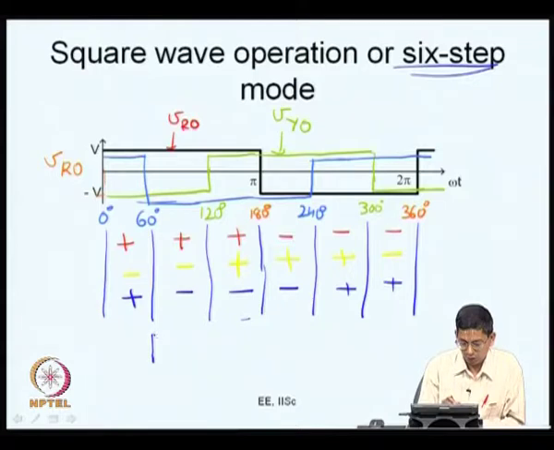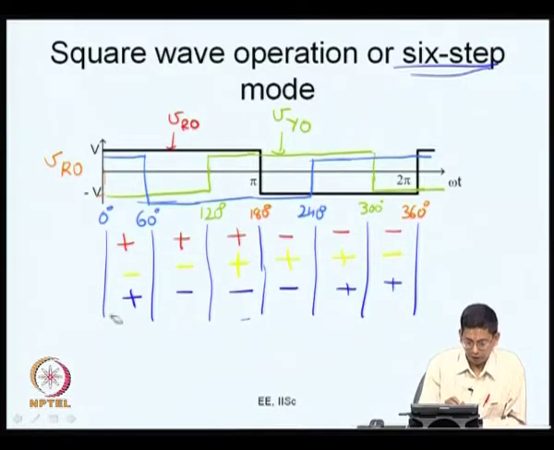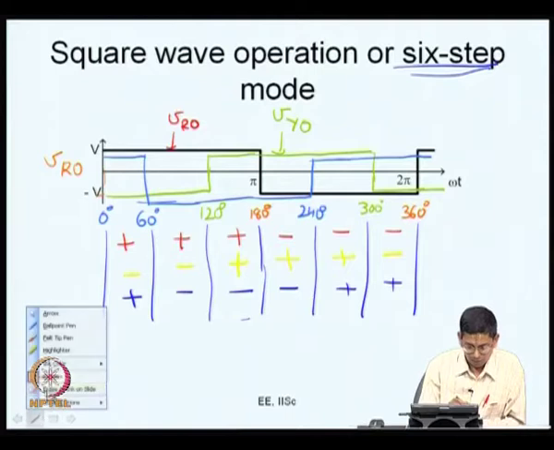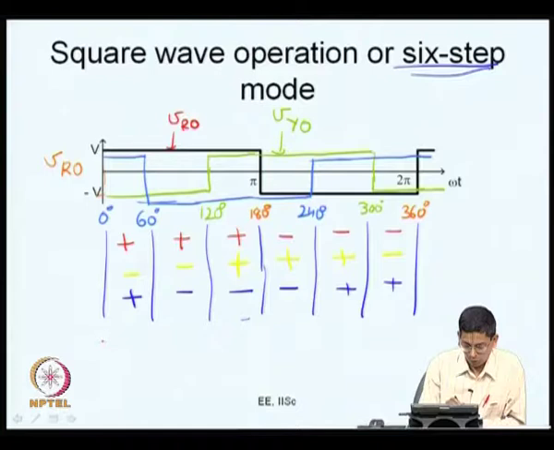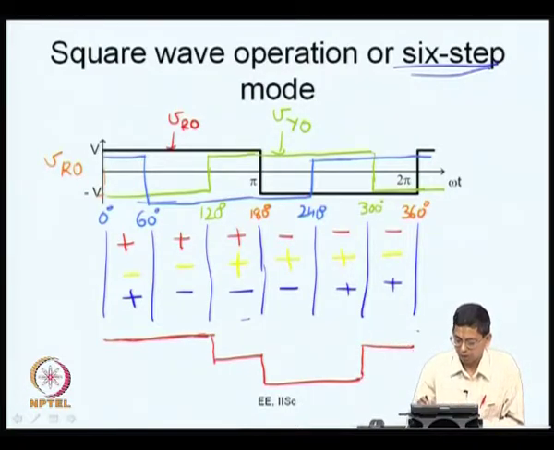So, this is what I am trying to do, VRY. Let me choose a color. Should I choose red? Yeah. So, VRY is going to be a positive pulse like this for 120 degrees, and then it is going to be 0 for the next 60 degrees. Then it is going to be negative for the next 120 degrees, and it is 0 again now. Then it goes high. This is what you have.